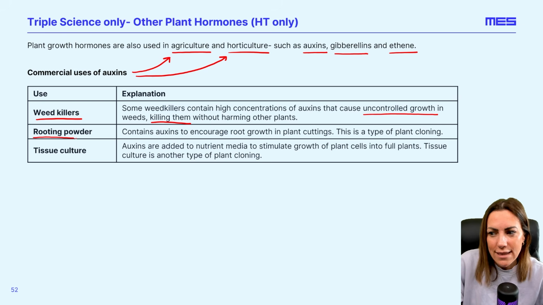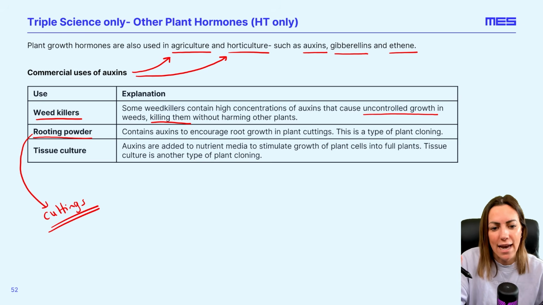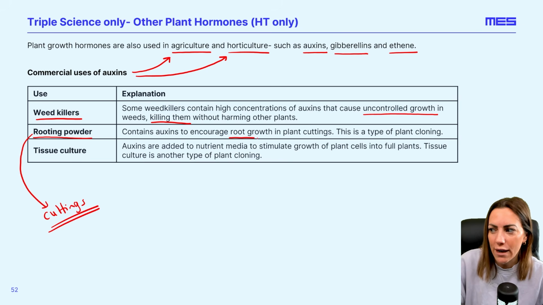We also put auxins into rooting powders. Now, rooting powders are used when you take plant cuttings, which is a type of plant cloning, another triple science topic from Module 6. But if you take a cutting of a side shoot, say, from a plant, you can dip the cut end into auxins to encourage root growth. So we say we use auxins in rooting powders when cloning plants or taking cuttings to encourage the growth of roots. Another type of plant cloning, which you do in Module 6 if you're triple science, is tissue culture.